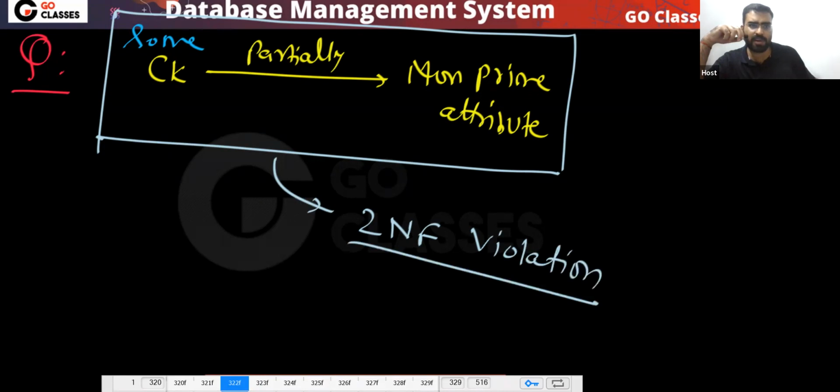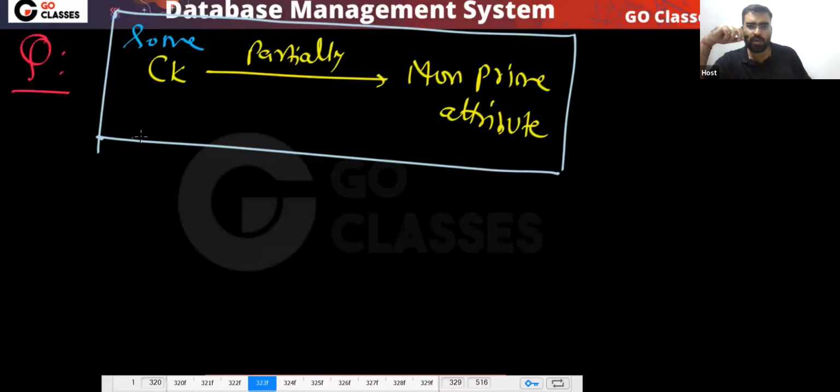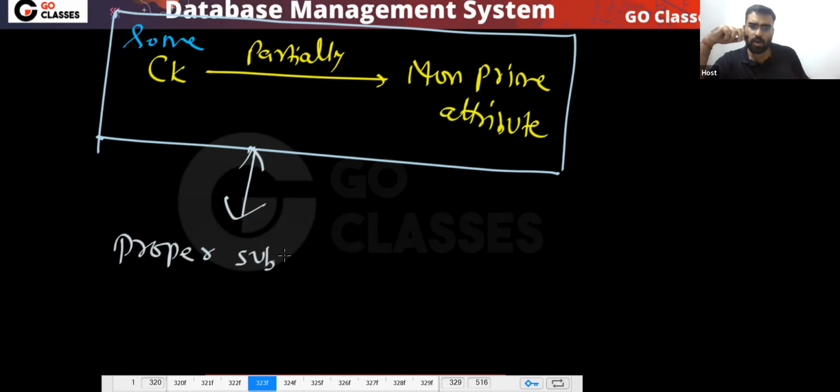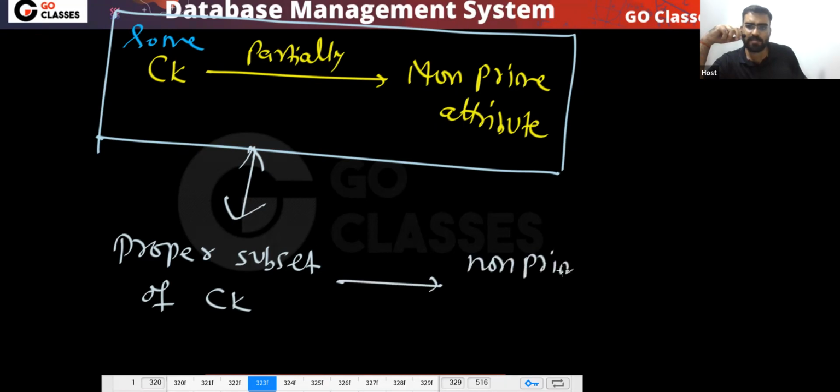This is your 2NF violation that we already know: some candidate key partially determining non-prime attribute. Now what happens because of this? Because of this, that proper subset of candidate key determines non-prime attribute. This happens, correct? They are equivalent to each other.